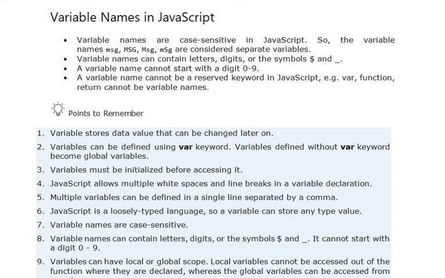JavaScript allows multiple white spaces and line breaks. We already discussed with an example. And multiple variables can be defined in a single line separated by comma. The variable names are case sensitive and so on.